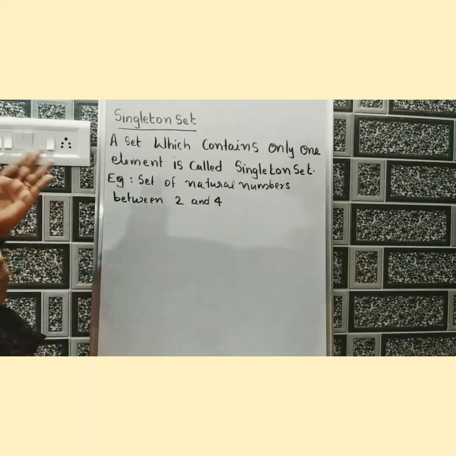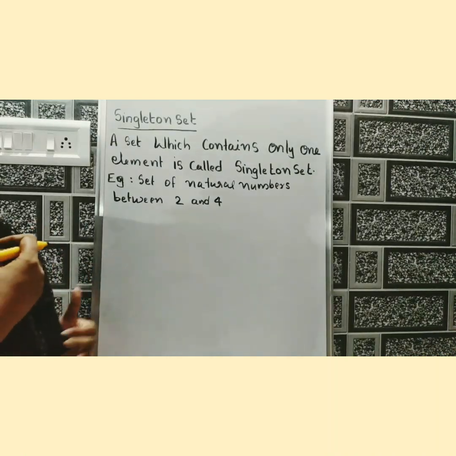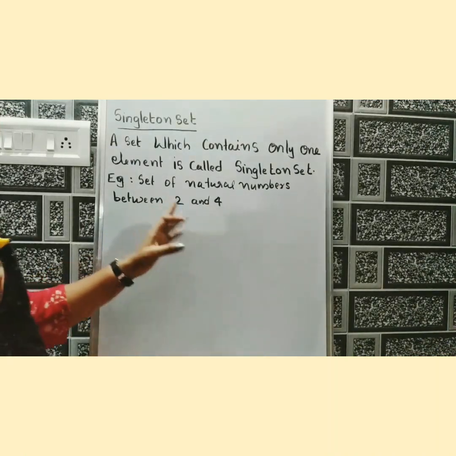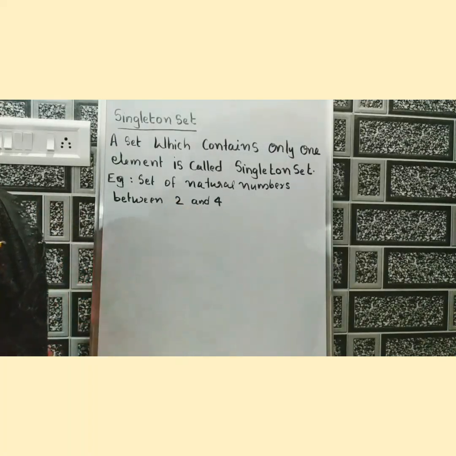Once more, a set which contains only one element is called a singleton set. Example: the set of natural numbers between 2 and 4. There is only one natural number, that is 3, between 2 and 4.